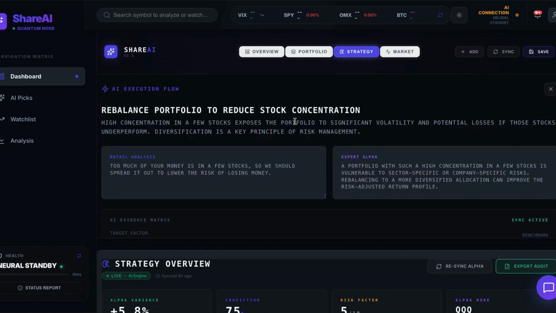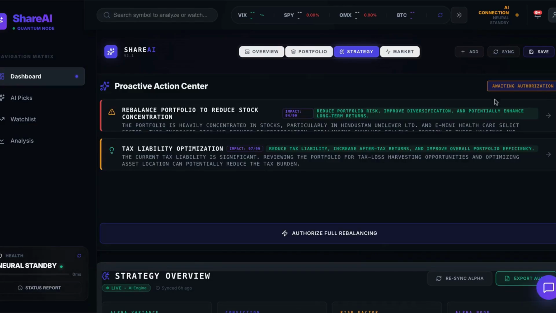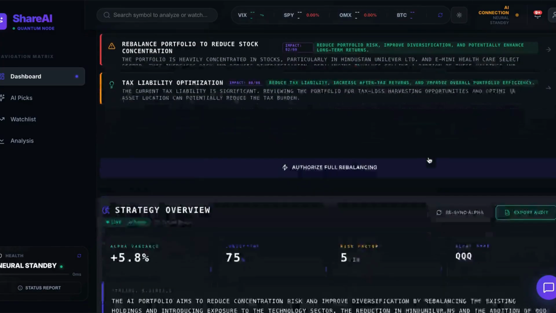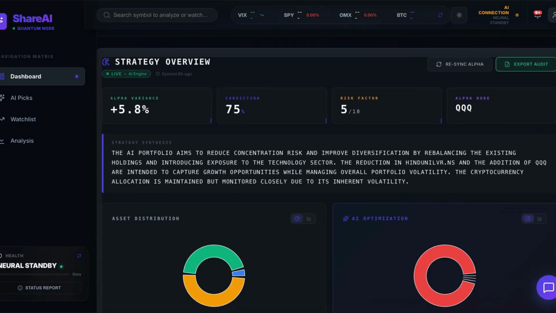When you open the recommendation, you'll see a detailed breakdown including retail analysis, which explains the insight in simple terms, and expert alpha, which provides a deeper AI-driven explanation. Similarly, in tax liability optimization, ShareAI highlights ways to potentially reduce tax impact, again supported by both retail-friendly insights and expert-level analysis.